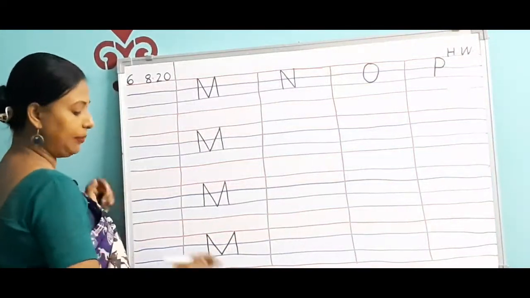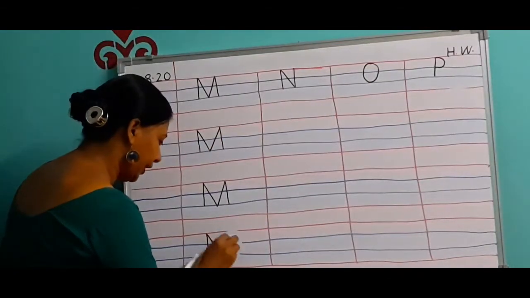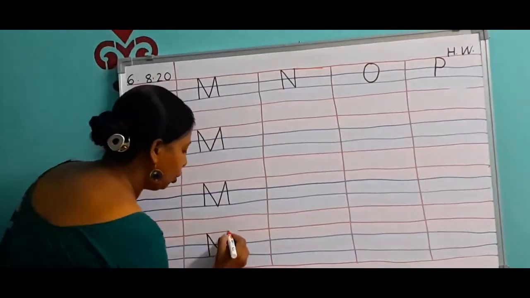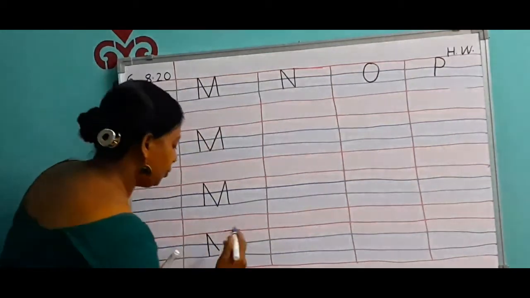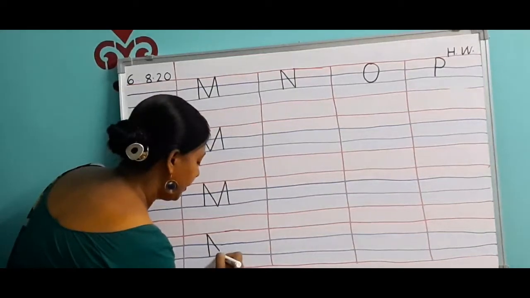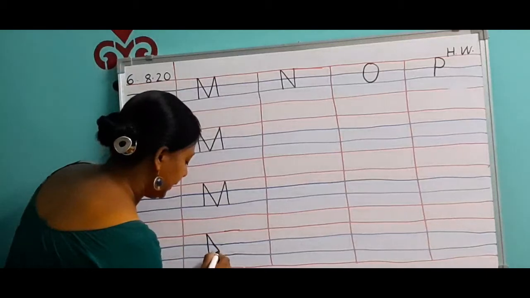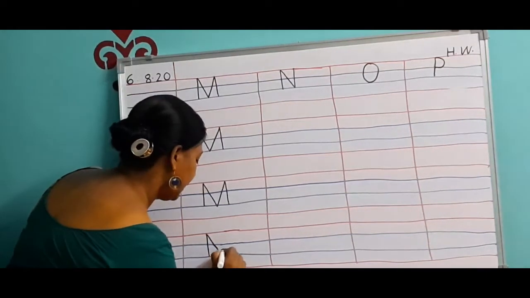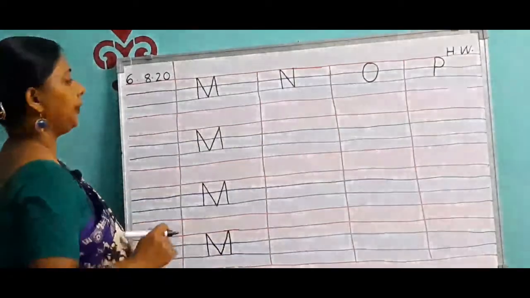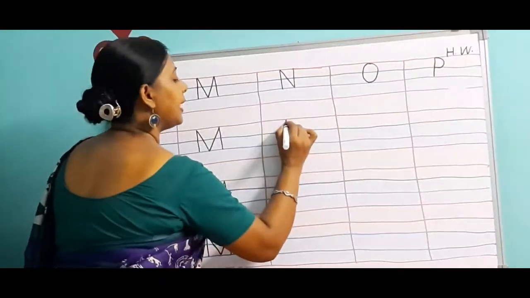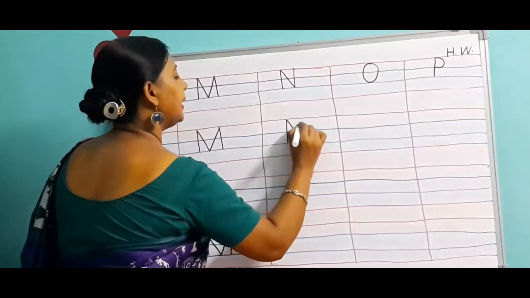Okay, this has become a little far. It has gone a little far. I'll make it closer. Okay, 1 minute. It should not go too far. Understood, children? So I'll just show you. Your M should not go very far. This slant line down, then slant line up and standing line. This is correct.